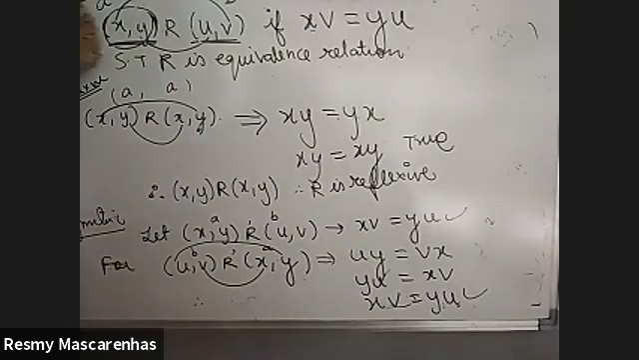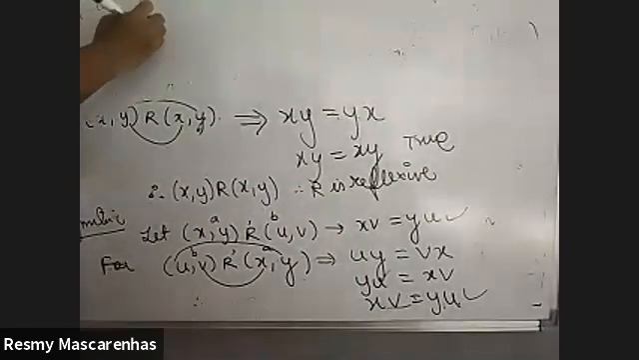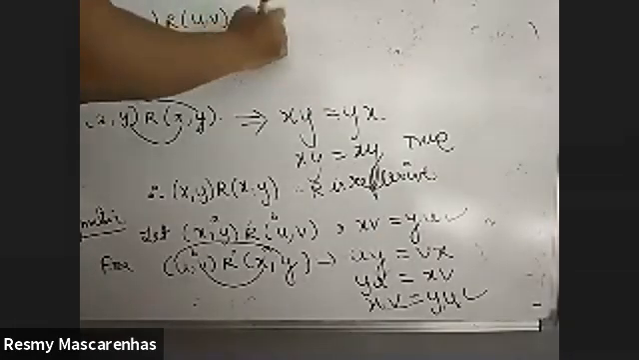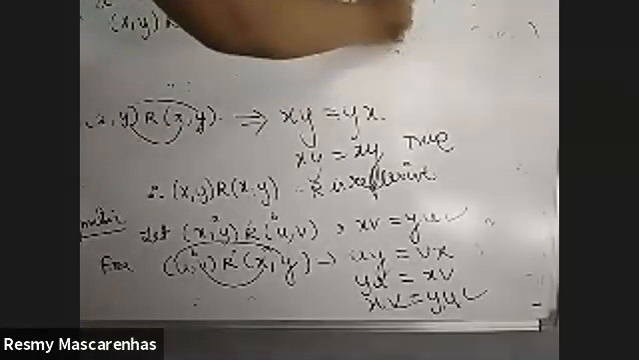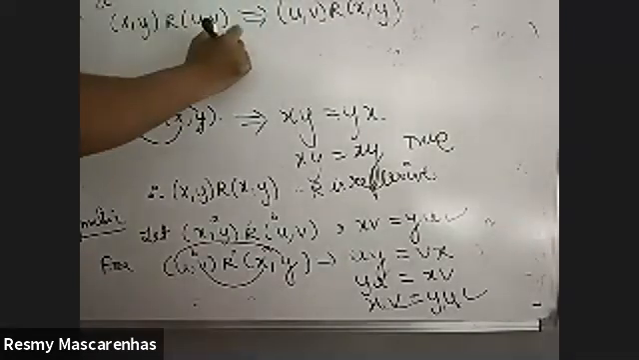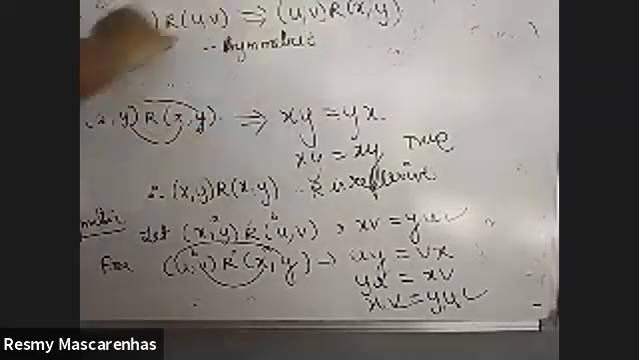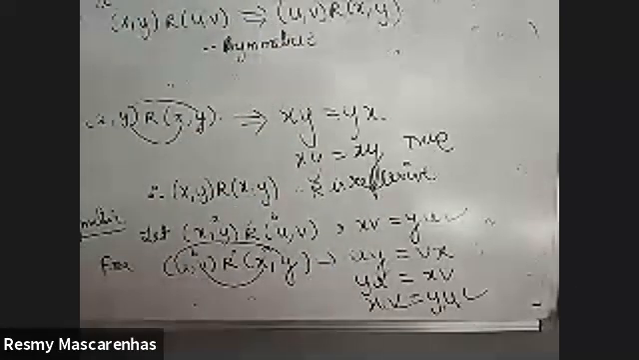So how we will write? (x, y) related to (u, v) implies that (u, v) is also related to (x, y). Therefore symmetric. Even if you reverse, the answers are coming the same. That's why it is symmetric.